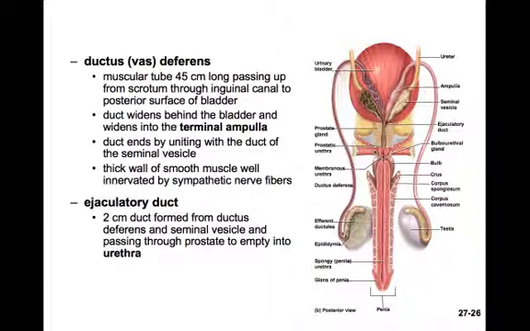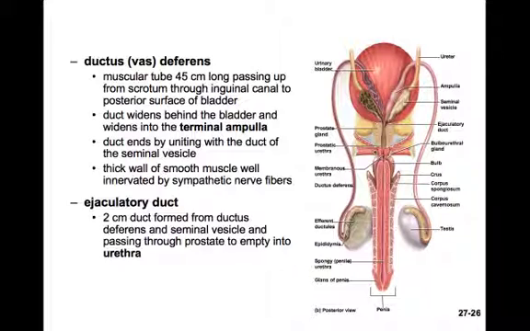After the sperm reach the tail of the epididymis, they'll move into the ductus deferens, or the vas deferens. The vas deferens is a long muscular tubule. It's about 45 centimeters long, and it passes up from the scrotum through the inguinal canal to the posterior surface of the urinary bladder. There, it's going to descend down into the terminal ampulla behind the bladder. The duct ends by uniting with the duct of the seminal vesicle, and it'll dump into the ejaculatory duct.